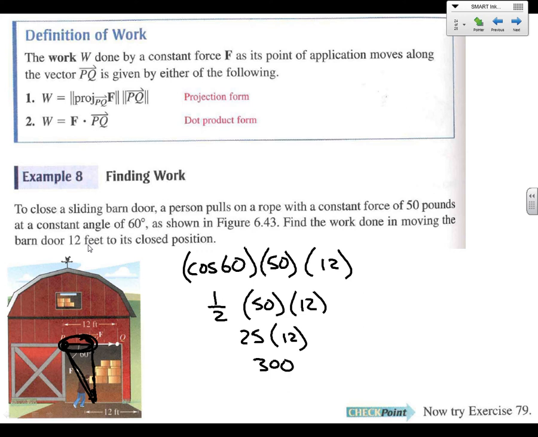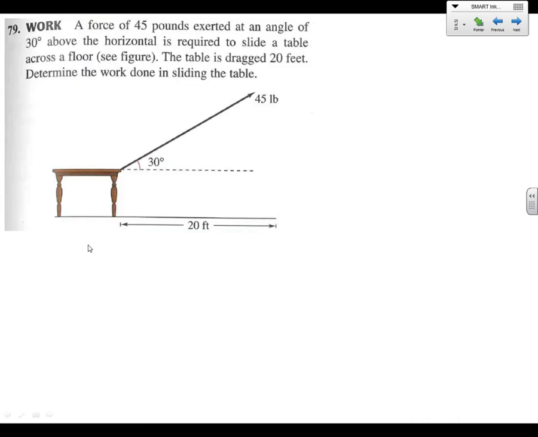So we are doing 300, and then the unit on here, this was feet, and then 50 pounds of force. So the unit is foot-pounds. You are doing 300 foot-pounds of work. All right? Go ahead and see if you can use the exact same type of thinking for 79. Get your answer there, and you are done with 6-4.